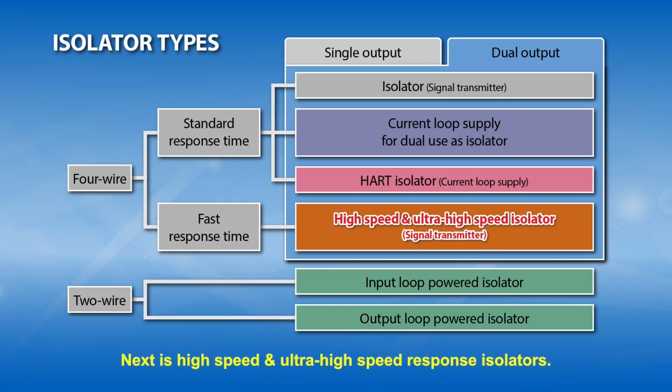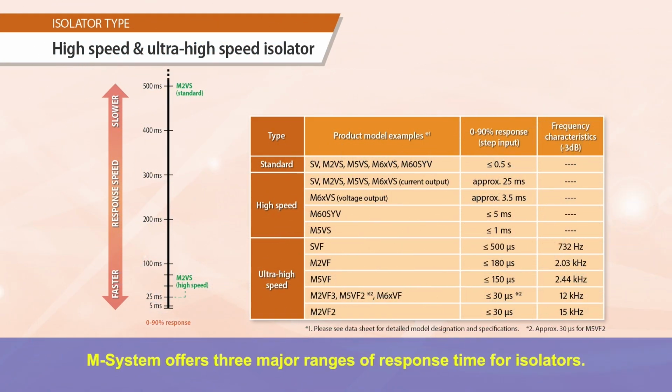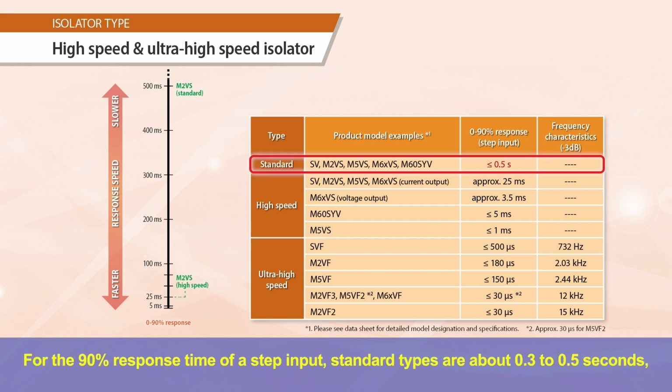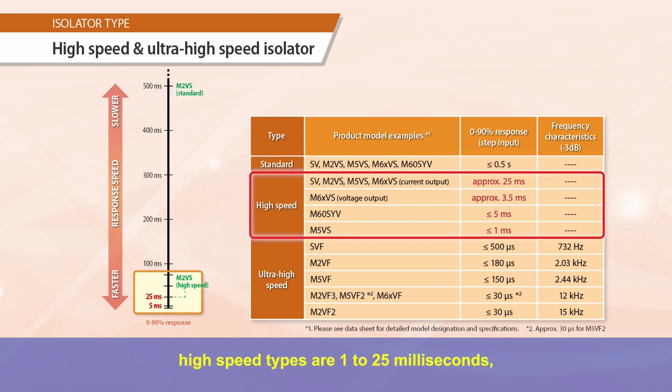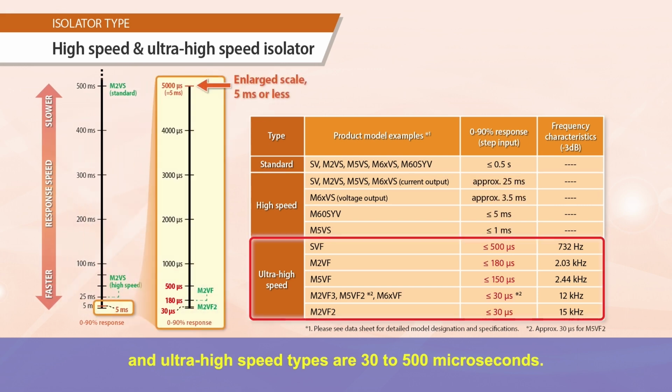Next is high-speed and ultra-high-speed response isolators. M-System offers 3 major ranges of response time for isolators. For the 90% response time of a step input, standard types are about 0.3 to 0.5 seconds. High-speed types are 1 to 25 milliseconds. And ultra-high-speed types are 30 to 500 microseconds.